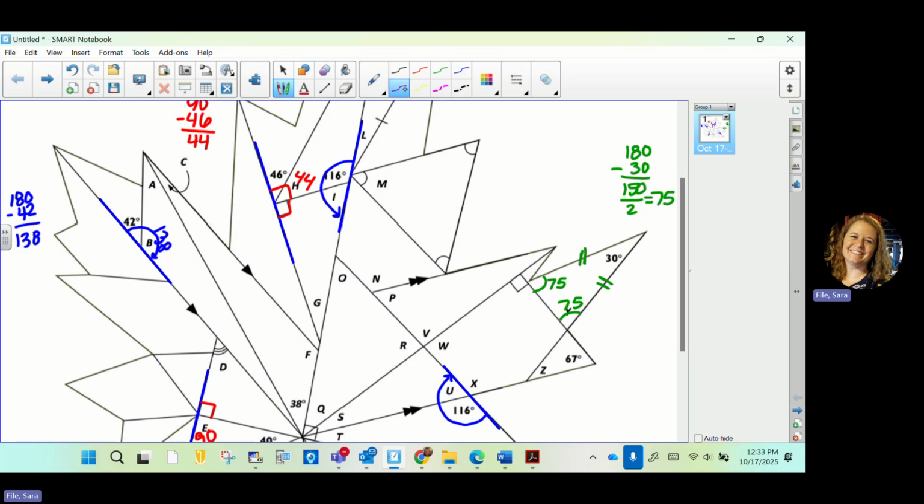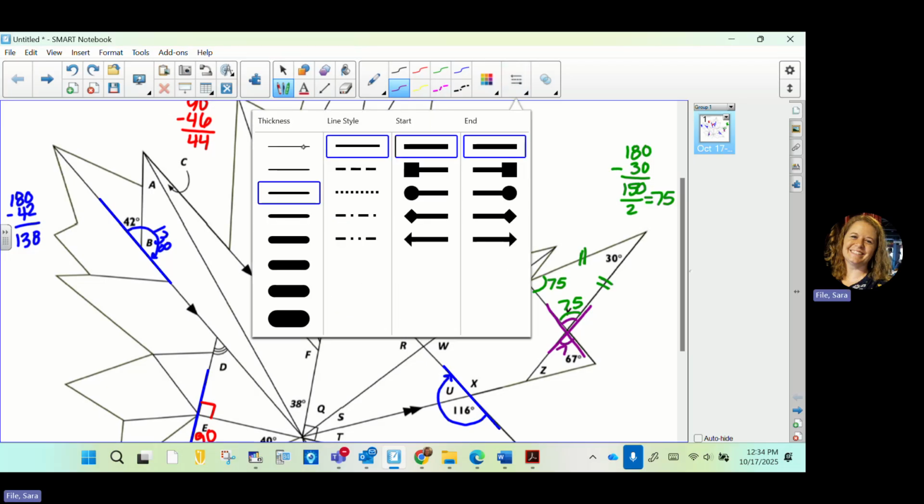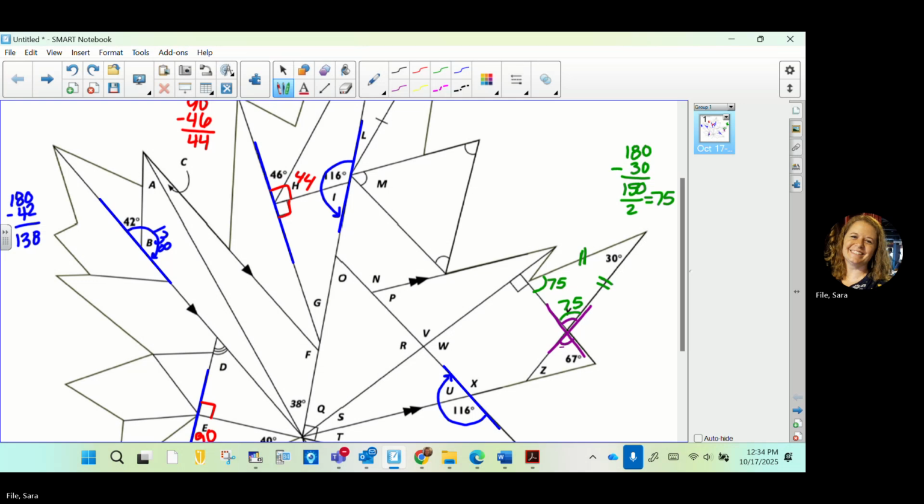Now, what happens when you have an intersection? What are the angles across from each other? They're congruent. Their vertical angles are congruent. So if Y is 75, this angle down here is also 75. That thick line is kind of hard to see. Let me make it a finer tip pen there.